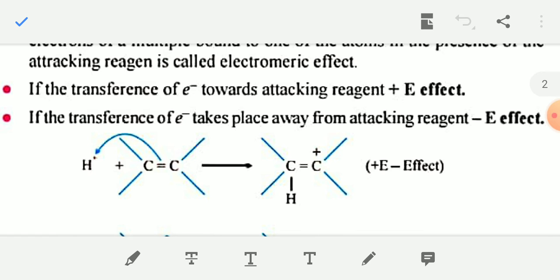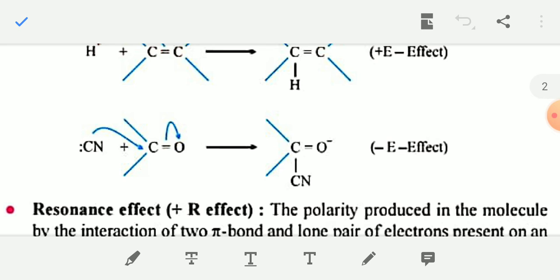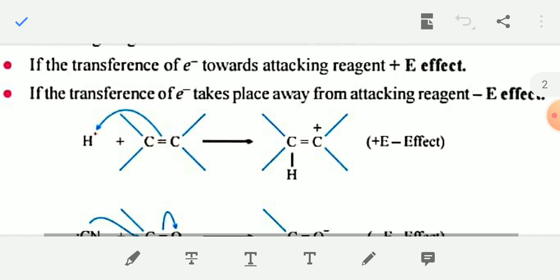And second, minus E effect, if the transfer of electron takes place away from the attacking reagent. You can see here the attacking reagent is CN minus, and the transfer of electron is away from the attacking reagent CN minus, and that's why this is minus E effect.